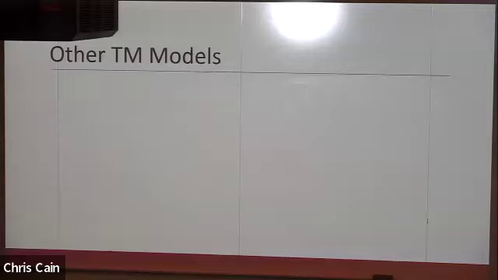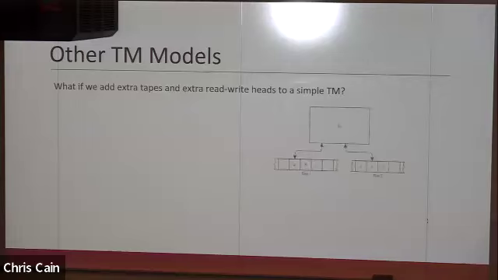Let's keep going. Extra tapes and extra read-write heads. So now instead of forcing the read-write heads to move in tandem, we have separate read-write heads where one can move left, the other can move right. So multiple tapes and multiple read-write heads that don't move together, they move independently. Is this more powerful than a simple Turing machine?